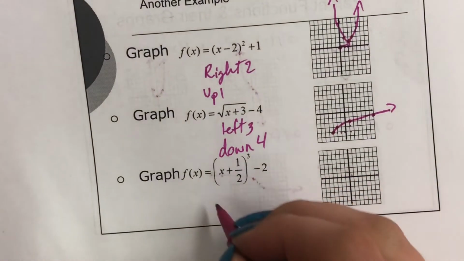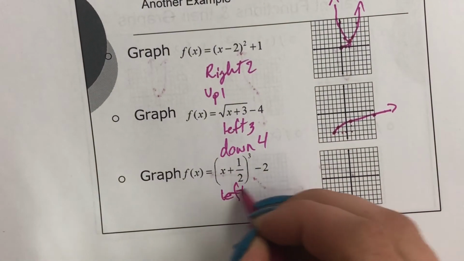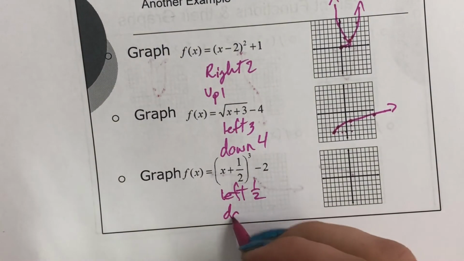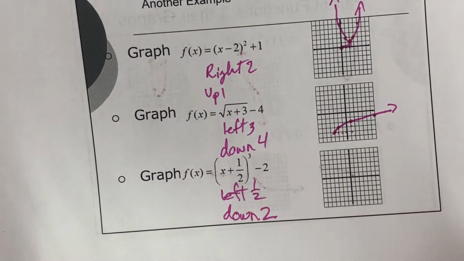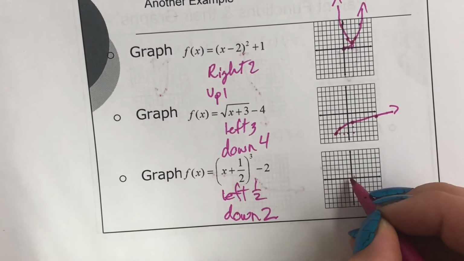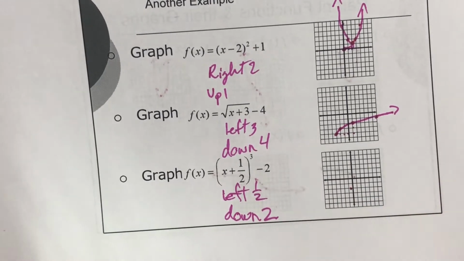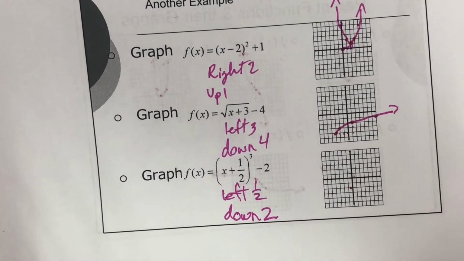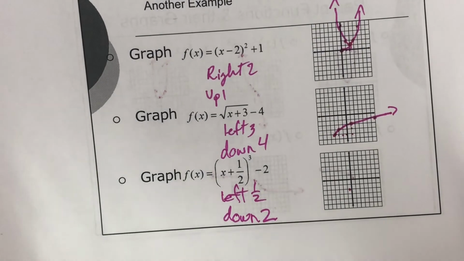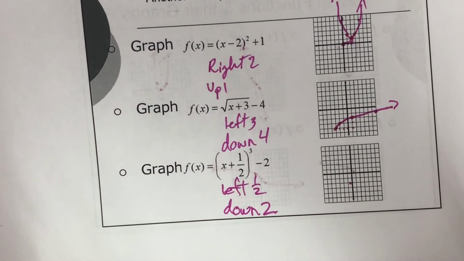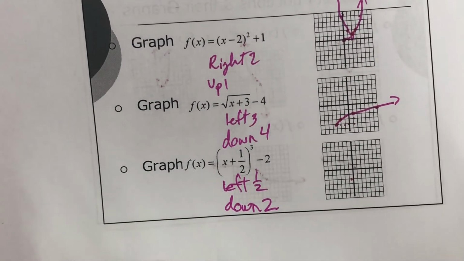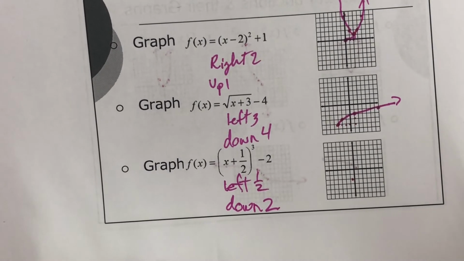All right, list the transformations of this bottom one. All right, left a half, down 2. So left a half, yes, you can go left a half. It's in between -1 and 0. And then down 2, okay? And from here, I'm making my transformation. So name 2 more points that would be on it. I would do it visually first, and then try to work it out.